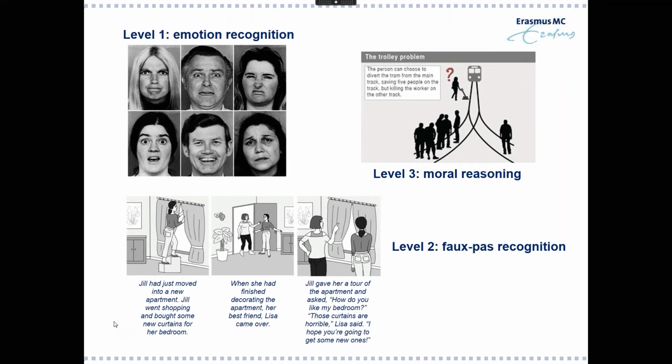On the third level, we see problems in moral reasoning. And this can be tested by, for instance, the trolley dilemma, in which the patient has to choose between diverting the tram from the main track it's on, thereby saving 5 people on the track, but jeopardizing one person on the other track. So you see that patients have trouble understanding and deciding between what's right and wrong.